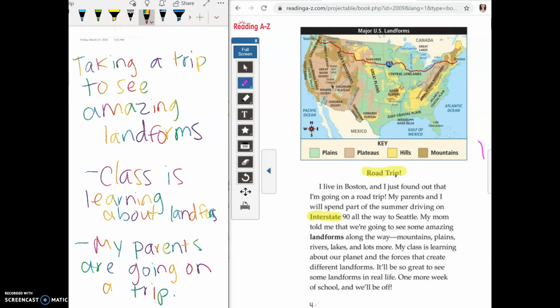So when I put these two details together and I put this burger together, I know that the main idea of this chapter, road trip, was that this person is taking a trip to see amazing landforms. And he knows what landforms are. Why? Because he's studying them in class. So that is how we find out the main idea.